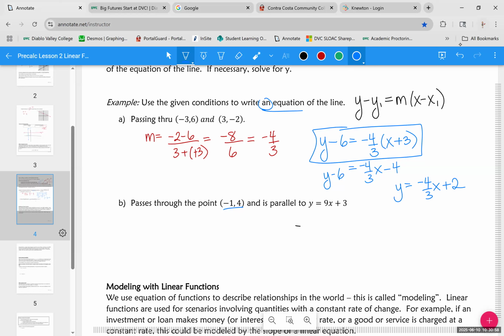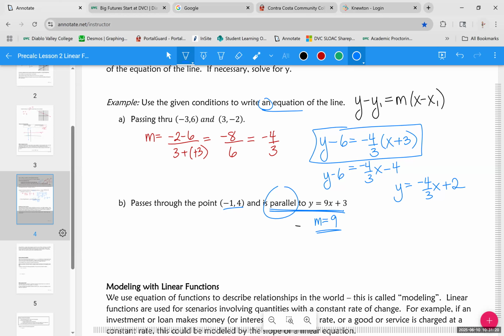And it's parallel to y equals 9x plus 3. So I don't know the slope, and where I'm going to find the slope information is this parallel to portion. This is in y equals mx plus b form, so its slope is 9. And if I'm trying to write the equation of a line that's parallel to it, I would keep this slope, because parallel lines have the same slope.